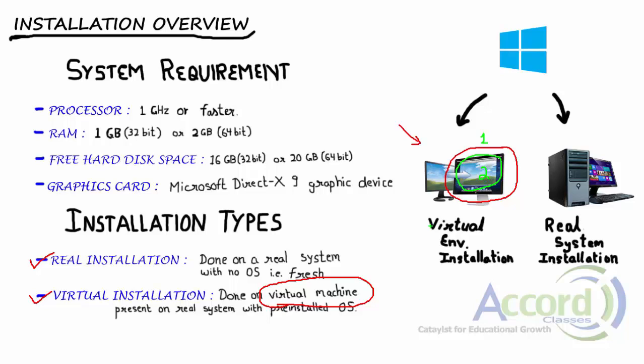The best examples of virtual machine applications are VirtualBox, VMware, Parallels, Hyper-V. These are some of the best examples of virtual machine applications that you can install on your host OS, and then you can try any random OS on it.